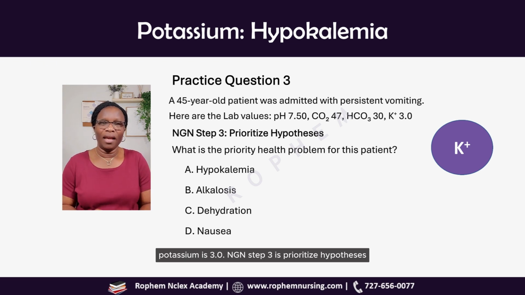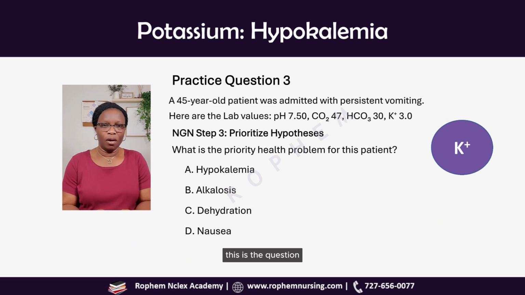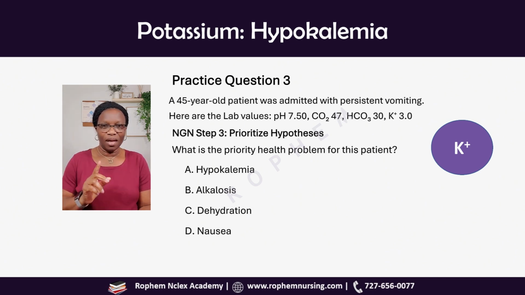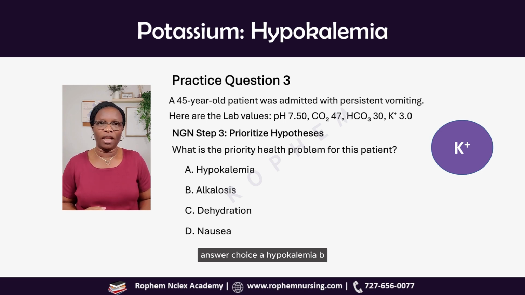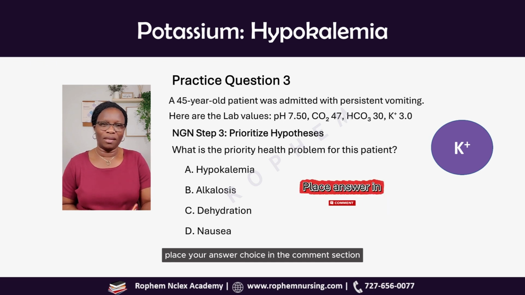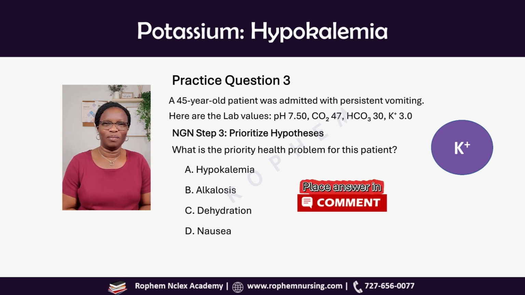NGN step 3 is prioritize hypothesis. This is the question. What is the priority health problem for this patient? Answer choice A, hypokalemia. B, alkalosis. C, dehydration. D, nausea. What do you think about this question? Place your answer choice in the comment section.